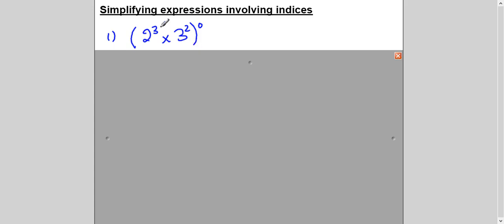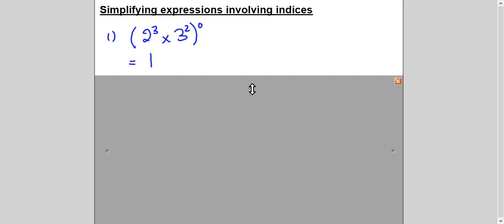Now let's see here. We are simplifying a few expressions. I'm starting with very simple ones, and then I will take complicated ones. If you see outside this bracket, there is power 0. And I told you anything to the power 0 is 1. So you don't need to do any working here. Sometimes students start solving the inside thing. You don't need to. You just see 0, you write 1, finish.